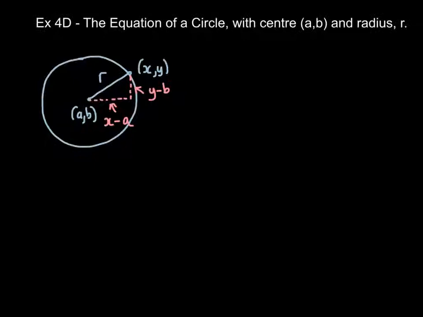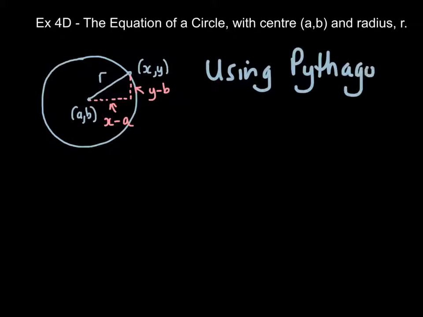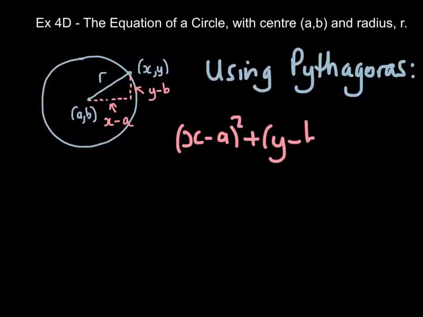So if we set up a statement using Pythagoras' Theorem, we're going to have y minus b and x minus a squared added together equal to r squared. And that is the equation of a circle. x minus a squared plus y minus b squared equals r squared.